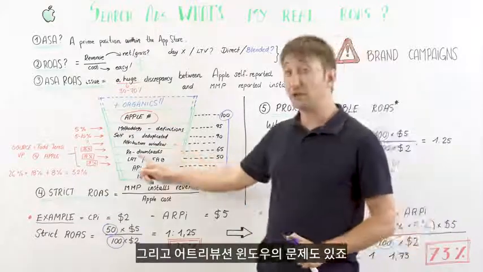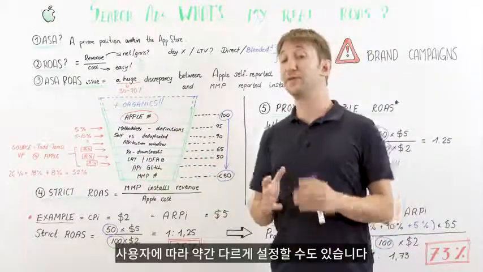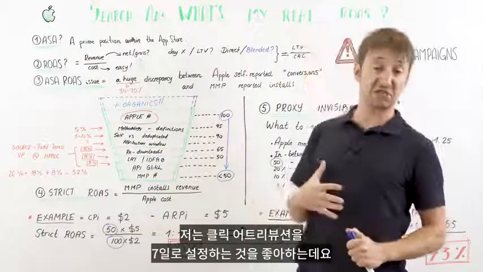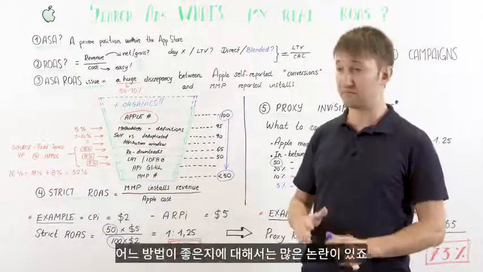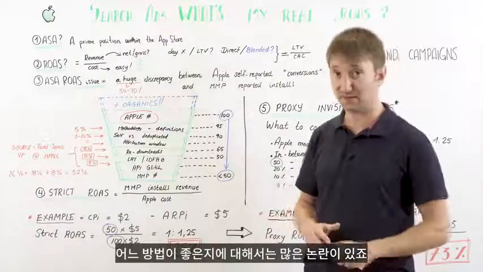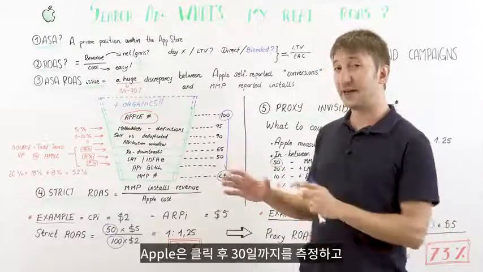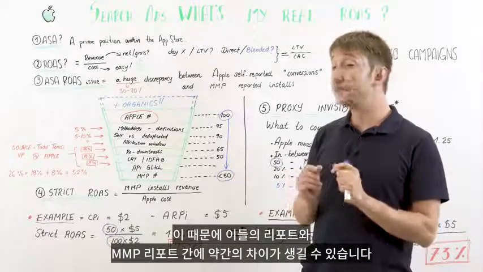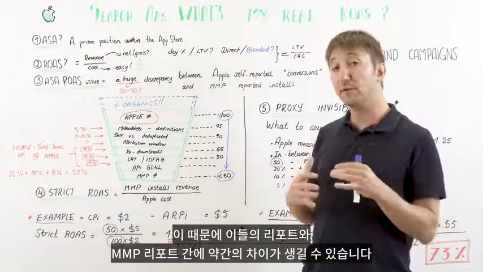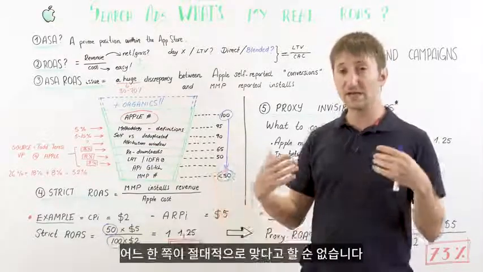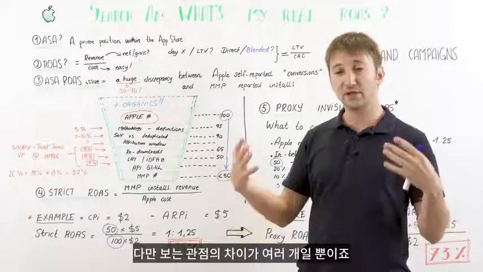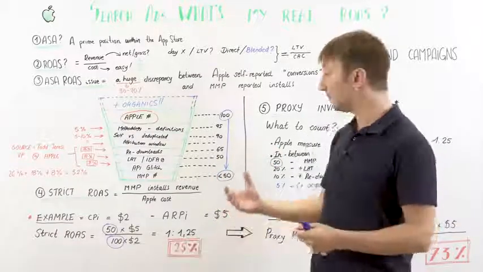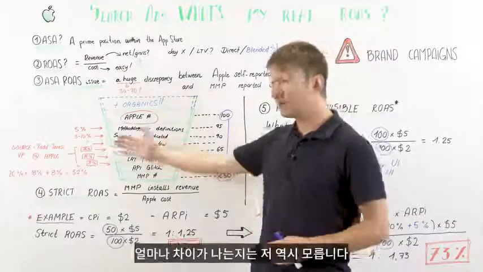Then we've got the attribution window. You can set it up a bit differently. I like to use 7-day post-click myself, but that's something that's a big debate in the attribution world. In their case, Apple measures up to 30 days after. And that might create a little bit of difference between what they report and what the MMP reports. There's not a source of truth here. It's just different ways of seeing things. But it means that they're going to be a little bit different. How big is that one?